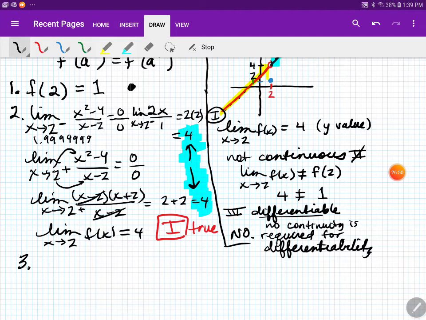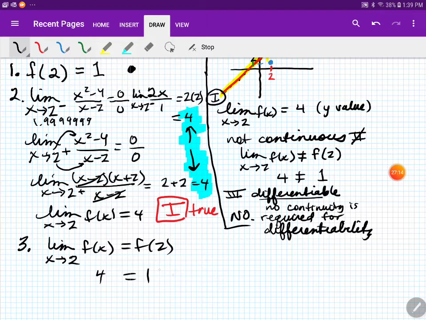Okay, so 3, for continuity, I need the limit from step 2. Usually I'll call it step 1 equals step 2, but I do it in Roman numerals, and I don't want to mess this up because there are already Roman numerals in this problem. So the limit has to equal the function value from step 1. Step 1 said the answer was 1, and step 2 said the answer was 4, so that means it's not continuous.